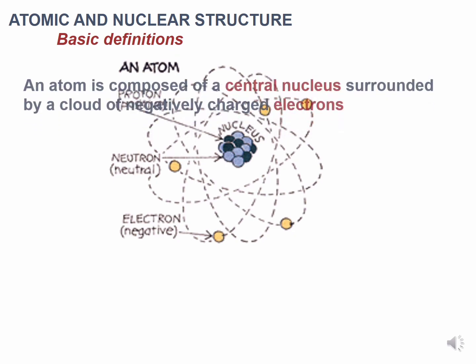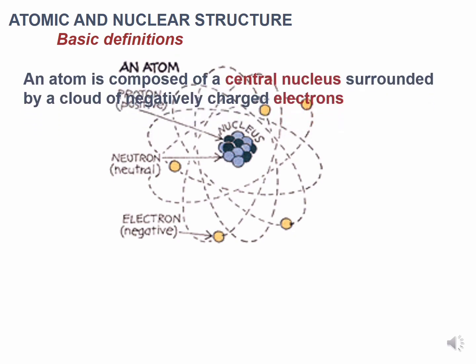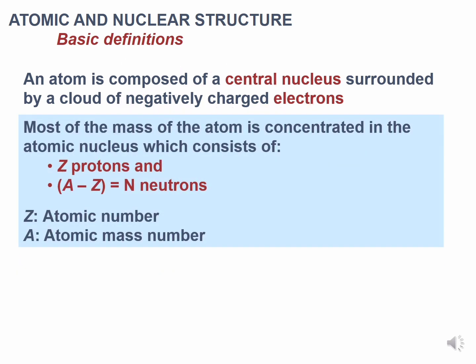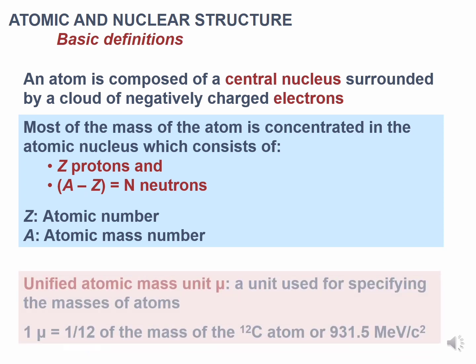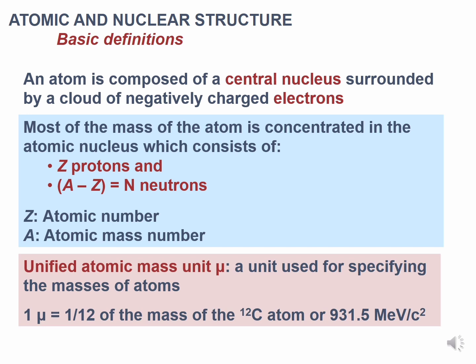So matter is made up of atoms, which are composed of the positively charged protons and the neutrons in the central nucleus, and it is surrounded by the negatively charged electrons. Most of the mass of the atom is concentrated in the atomic nucleus, wherein the number of the neutrally charged neutrons affects the stability of the nucleus. Mu is the unit used for specifying masses of atoms, wherein 1 mu is equivalent to 1/12 of the mass of the carbon-12 atom.